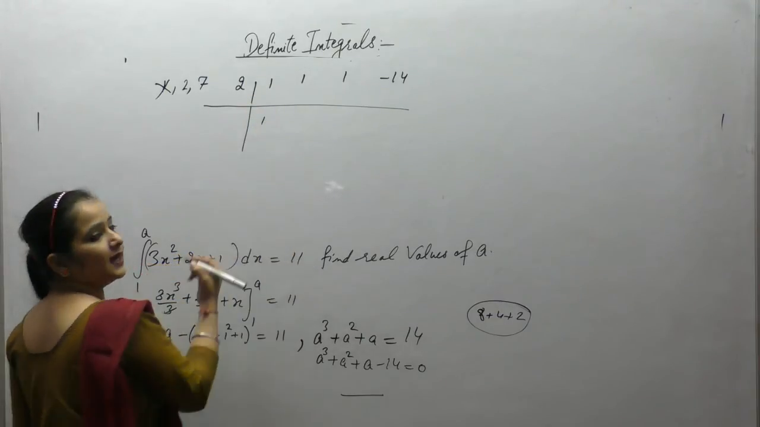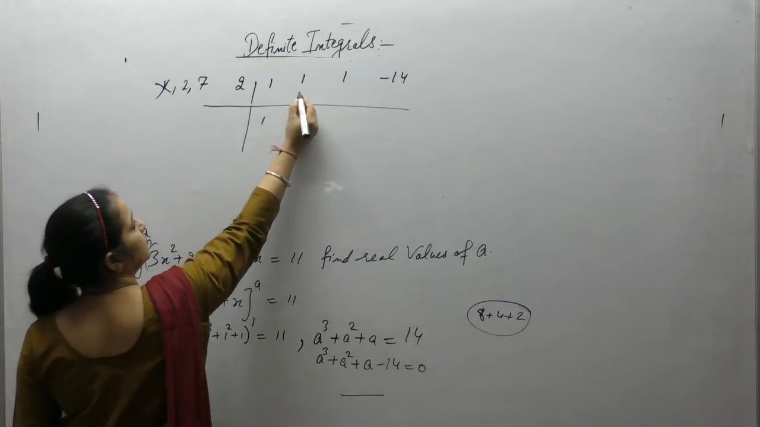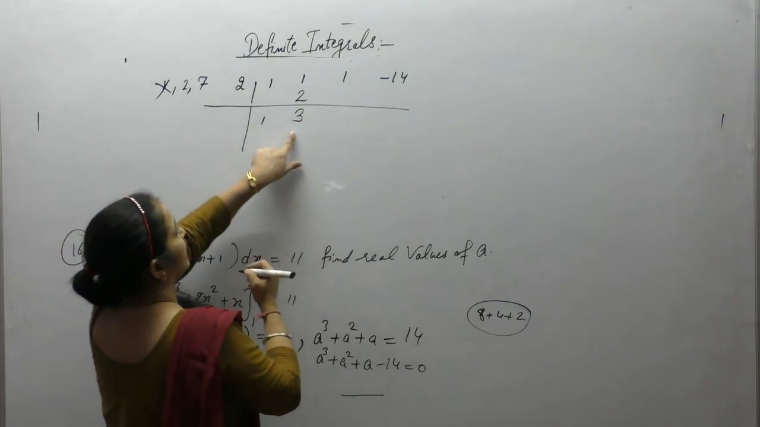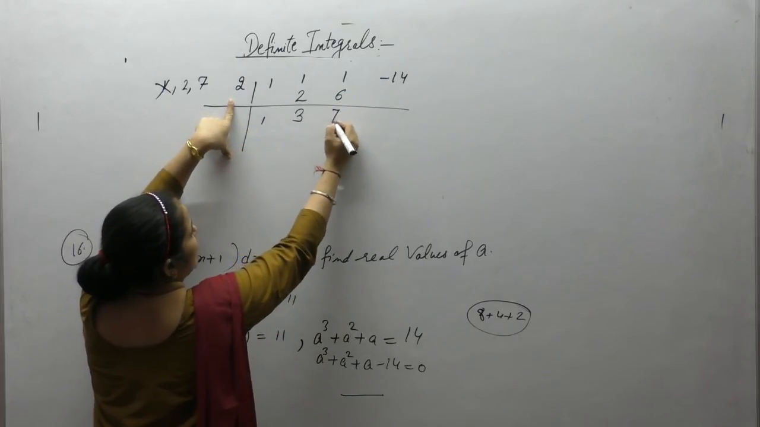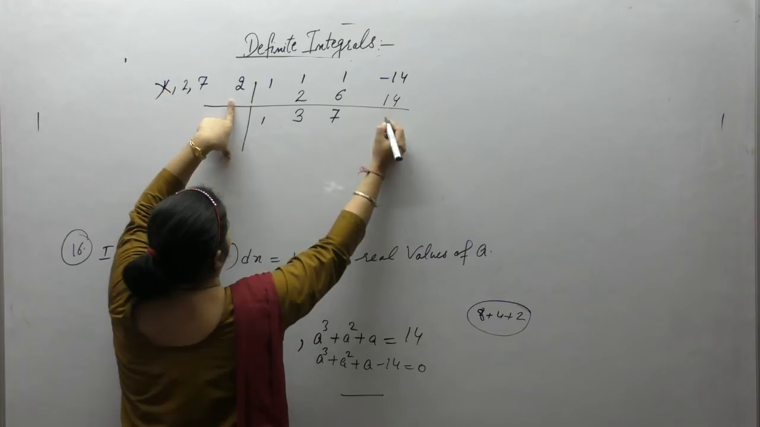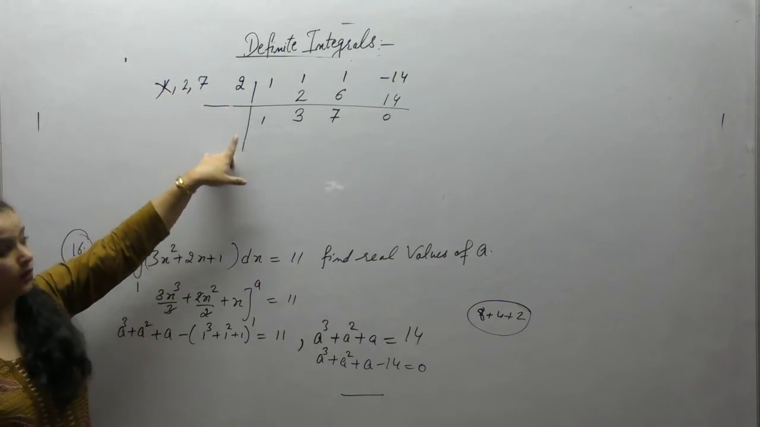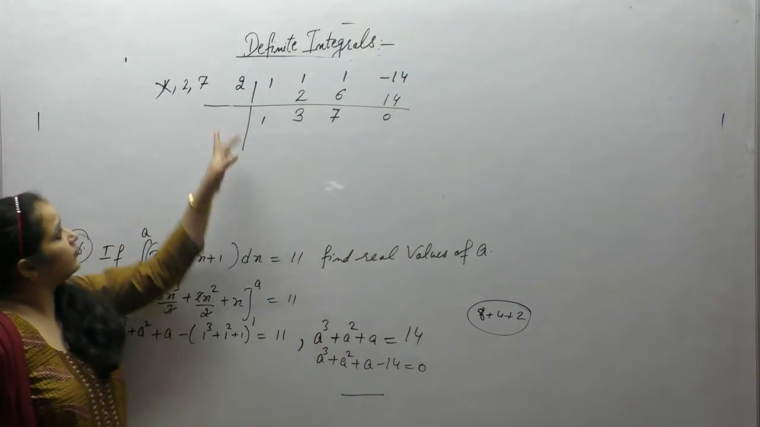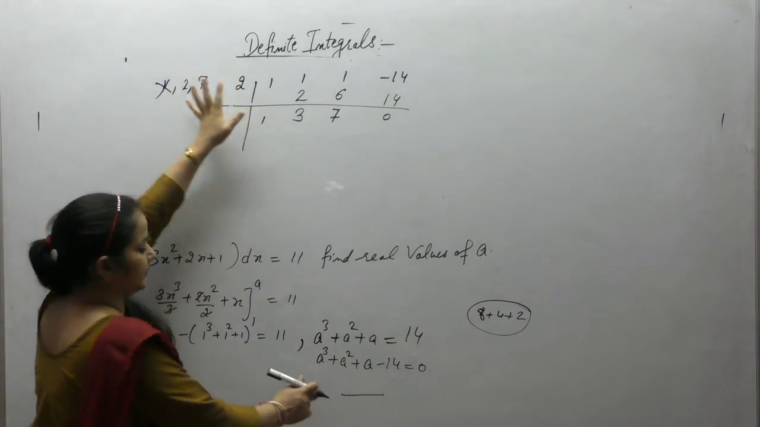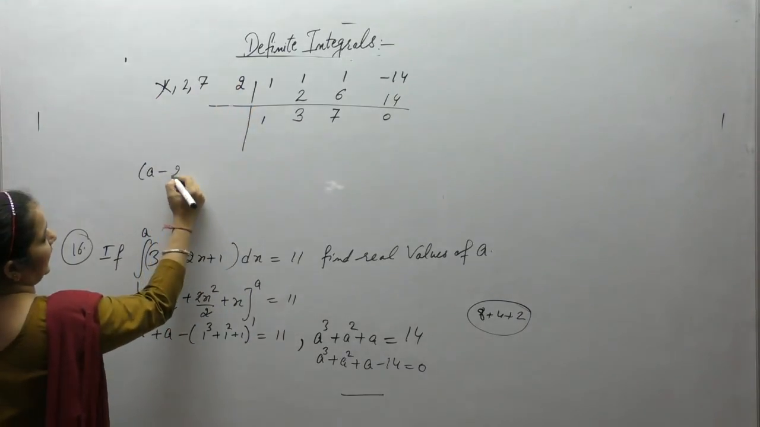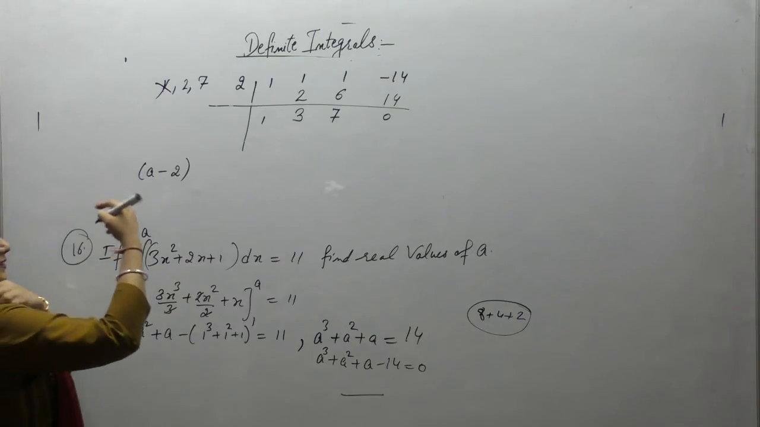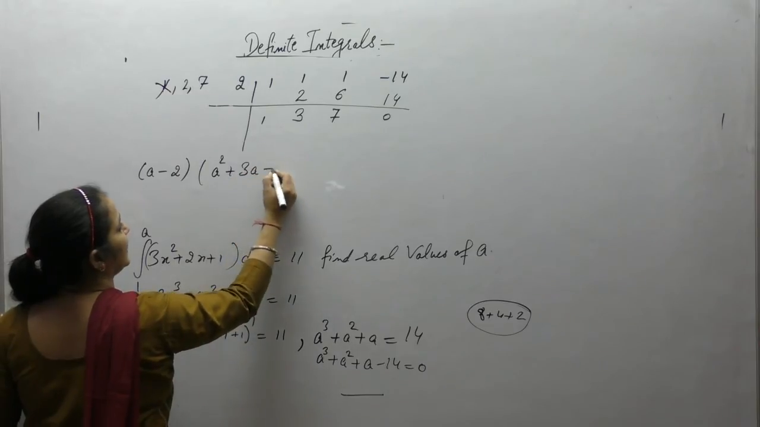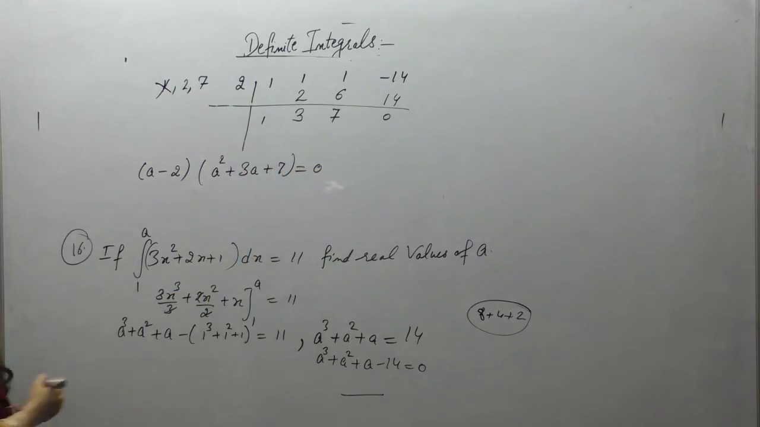The first coefficient comes as it is, 1, into 2. Now here we add 2 plus 1, 3. 3 into 2, 6. 6 plus 1, 7. 7 into 2, 14. Minus 14, 0. हमारी लास्ट टर्म हमेशा यहाँ पे 0 ही मिलेगा. If we write the factor of this polynomial, the first factor is a minus the given factor, that is a minus 2. Now this is a quadratic, a square plus 3a plus 7 is equal to 0.